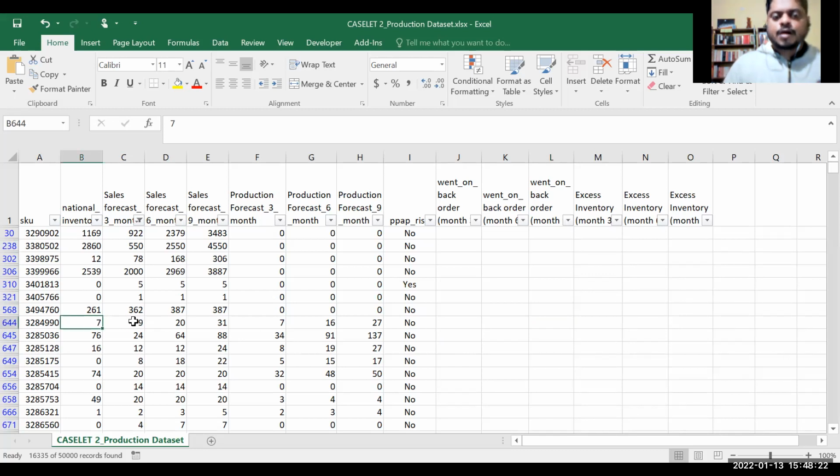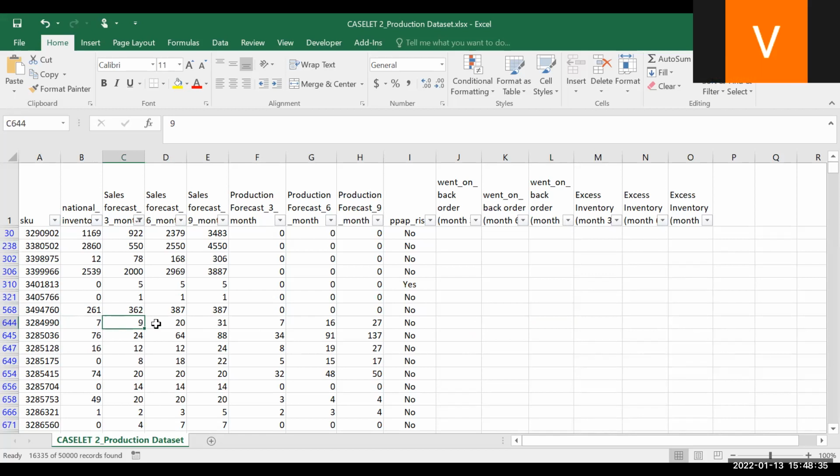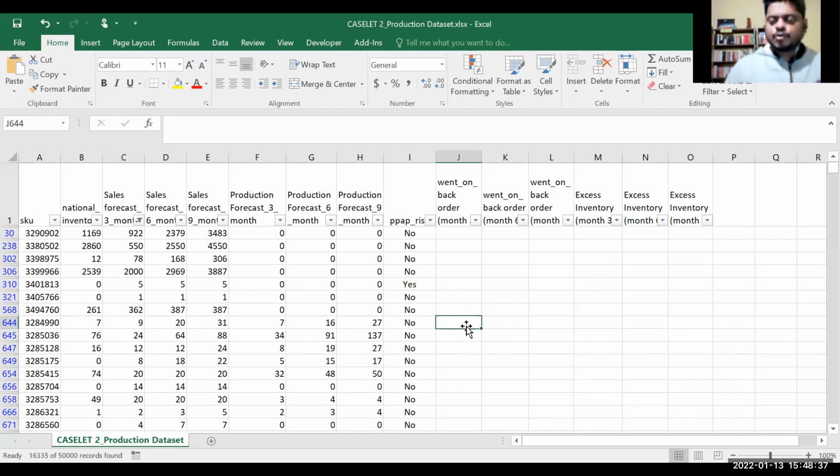Then how much is my sales forecast? It is 9. Then what will happen? I have a back order of -2. That means 2 items are there which I'm not able to meet. So here you will put -2. If you put a number here, it means there is a back order. If it is blank, that means there is no back order.